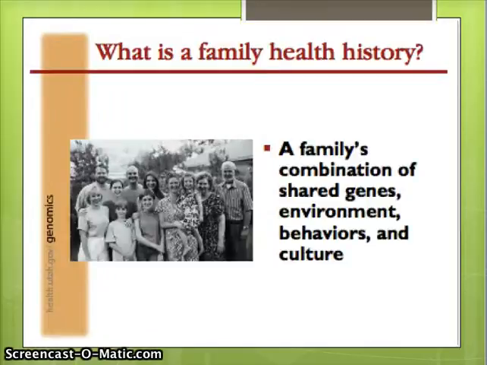So what is a family health history? It is a family's combination of shared genes, environment, behavior, and culture. And it shows about 3 generations of biological relatives. It shows the age of diagnosis of any disease, and of course the age and cause of death for deceased family members. But it's a kind of genogram, and it focuses specifically on health risks, things that run in the family. So it's a useful tool for understanding these health risks and preventing disease in individuals and their close relatives.